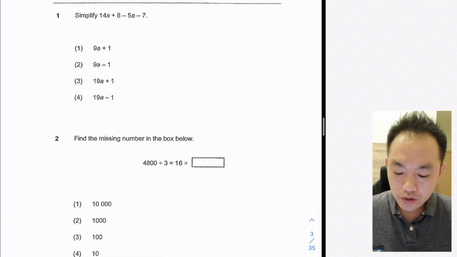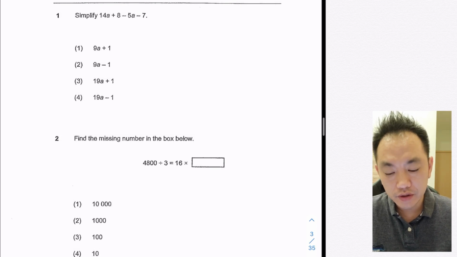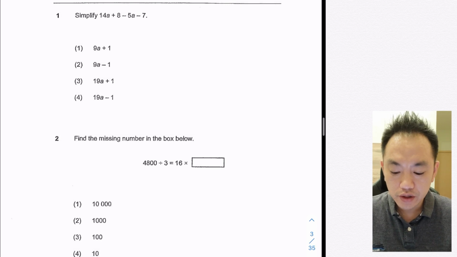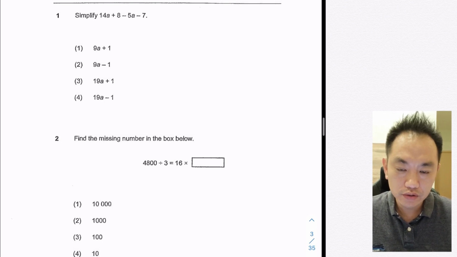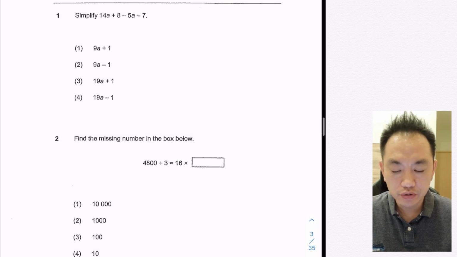So let's go to question 1. Simplify 14a plus 8 minus 5a minus 7. So basically, it's a very simple simplification. What you need to do is put all the terms with the unknown a together, and put all the other numbers together and try to add or subtract them.